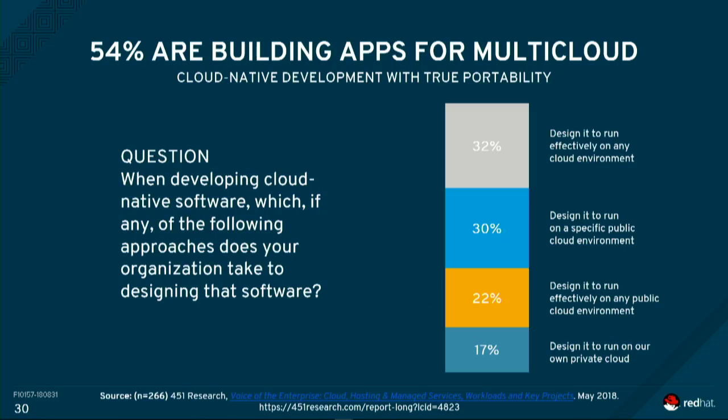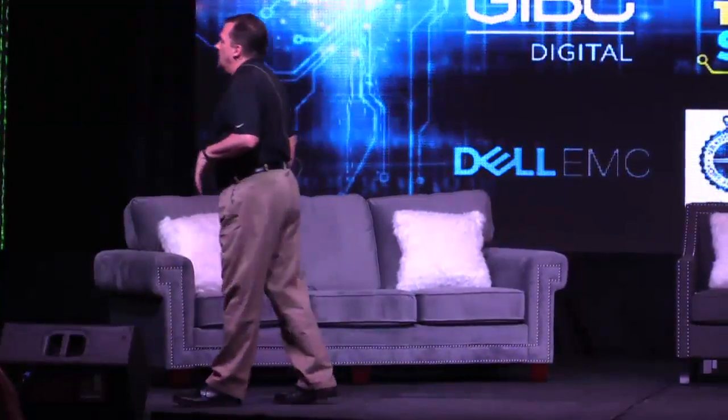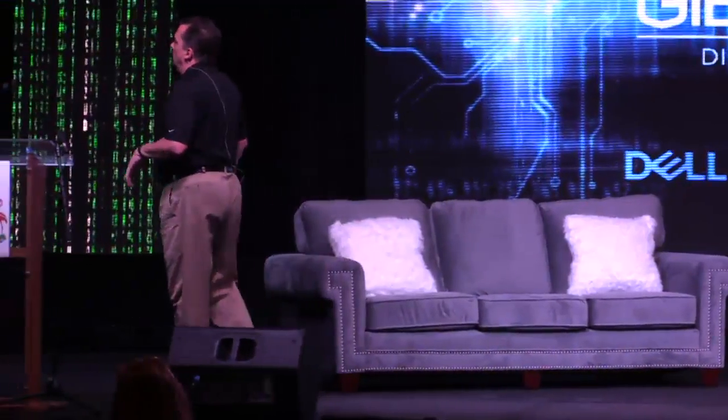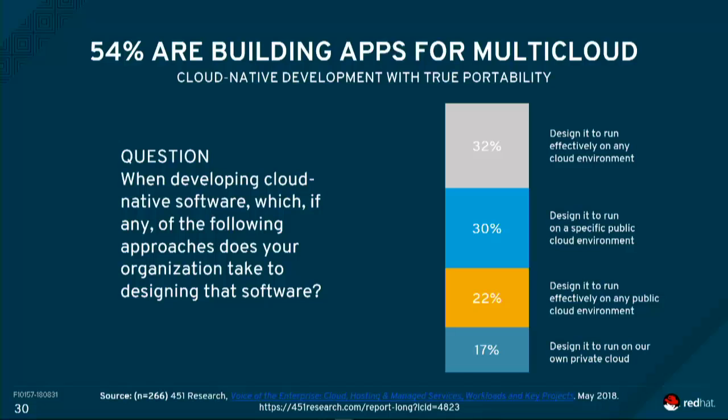So enterprises get it. And if you look at what they're doing, when we asked them, when you're developing cloud-native software, which of these approaches do you want to take? Are you going to do strictly one cloud? Are you going to do any cloud? Are you going to do only private cloud? Or are you only going to do it behind the firewall on bare metal machines? So the neat thing about this is over half of the enterprises recognize that they did have to design their applications to be agile, to be able to run across multiple clouds, up to and including private clouds.